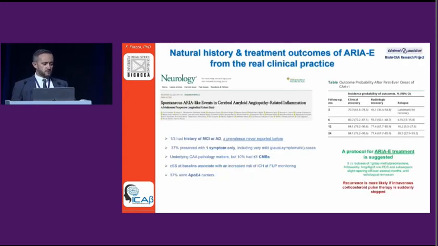And so two years ago, we published the first natural history study and treatment-related outcome following steroid administration in patients with CAA-RI from real clinical practice, in 110 patients. What we found is that we confirmed all the same risk factors found in therapeutically induced ARIA in clinical trials.